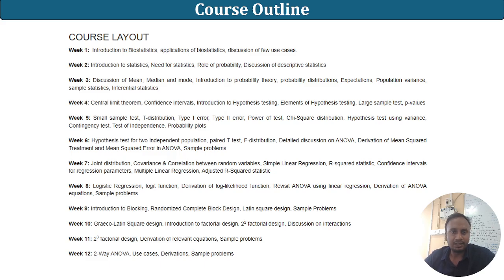In this session, we are going to discuss some small sample tests, more like the t-test, and then we'll discuss what the power of the test is, then type 1 error and type 2 error. These are all things we have seen briefly in the previous session, but here we'll have more on solving the problems.